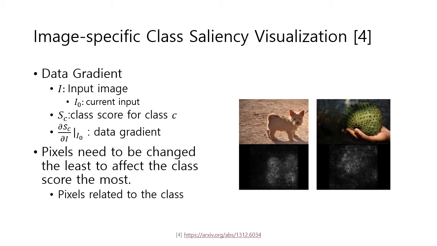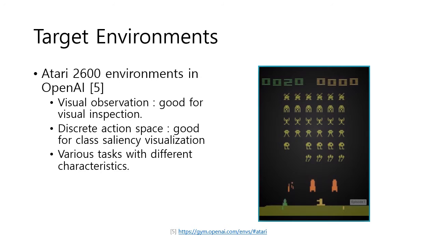Another idea is using a technique called image-specific class saliency visualization. It uses the data gradient, which is the gradient of the class score with respect to the input image. The data gradient shows the pixels that are sensitive to the class score change. If the class score changes slightly, the values of those pixels change greatly. Then, let us take a look into the features in deep RL with this idea.